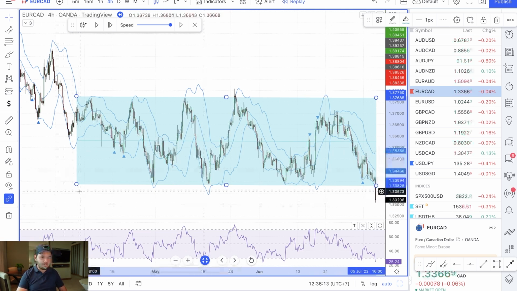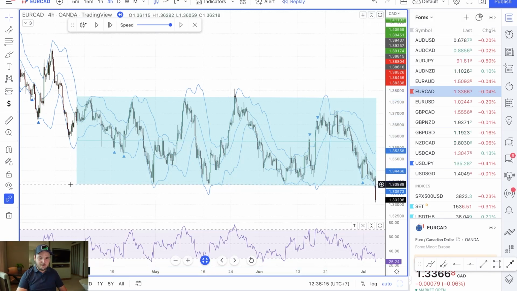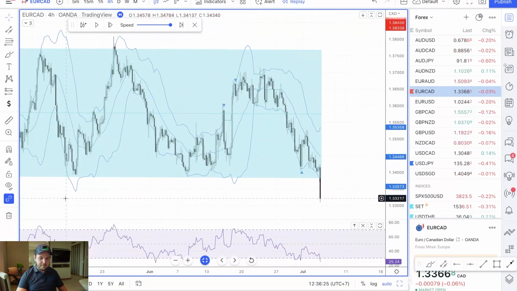You can see the range here has always been within these parameters. The low was always 1.338 or so. Now we're going way more down here at 1.332. That's a big breakout.